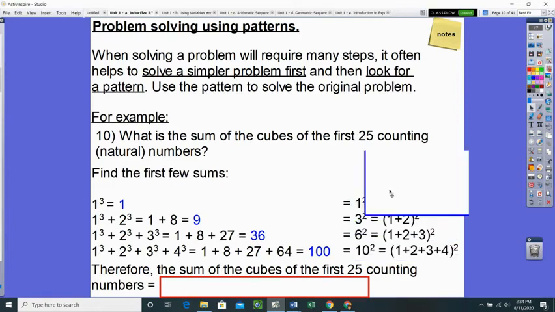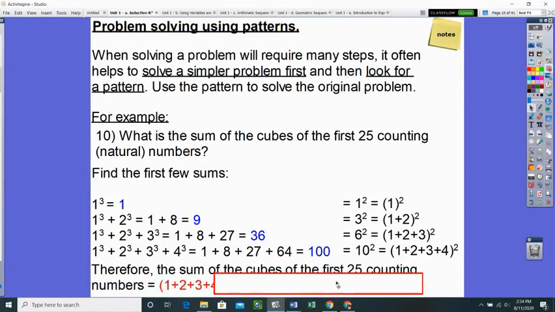Let me show you what that looks like. So to get the 25, now this isn't simple, but all I need to do is add 1 plus 2 plus 3 plus 4 plus 5 plus 6 all the way up to 25. I need to add that and then square it. Kind of easier to do on a calculator than to take 1 cubed plus 2 cubed plus 3 cubed. It's actually a faster operation. So 1 plus 2 plus 3 plus 4 up to 25, and then square it.